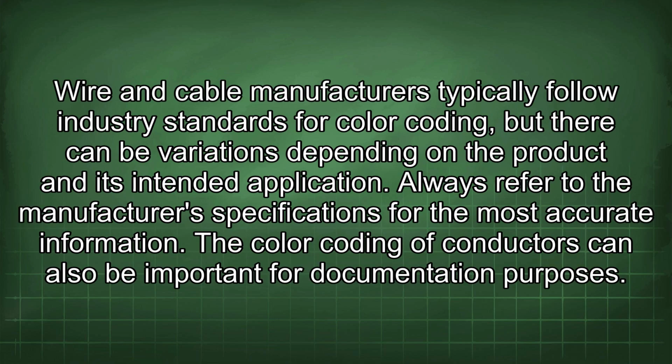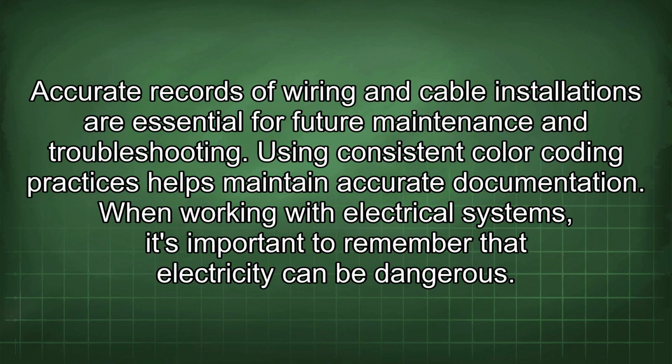Wire and cable manufacturers typically follow industry standards for color coding, but there can be variations depending on the product and its intended application. Always refer to the manufacturer's specifications for the most accurate information. The color coding of conductors can also be important for documentation purposes. Accurate records of wiring and cable installations are essential for future maintenance and troubleshooting. Using consistent color coding practices helps maintain accurate documentation.